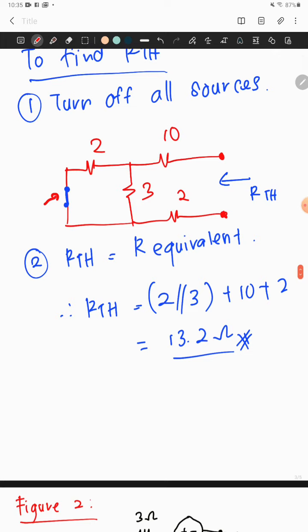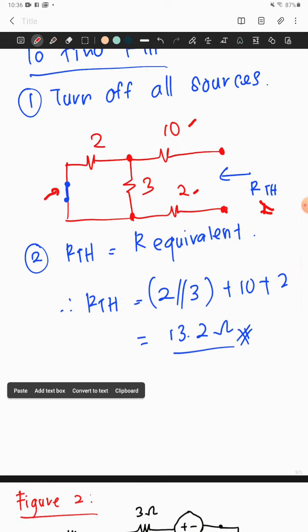From here, we see that your RTH is equal to the 2 ohm in parallel with the 3 ohm resistor, and then they are in series with the 10 ohm and 2 ohm resistor. So therefore your RTH for figure 1 is equal to 13.2 ohm. So please check your pre-lab with my answer. Okay.